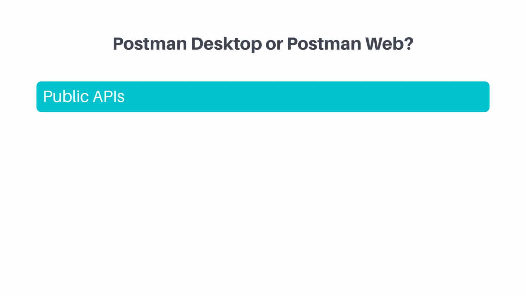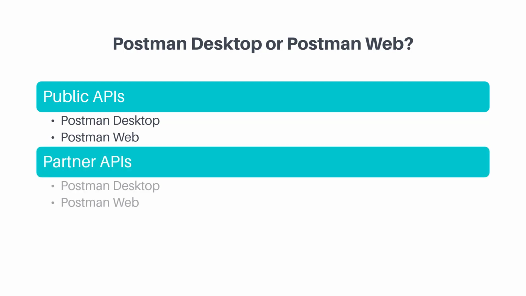If your API is a public API, then the Postman desktop or the web application, either is okay, because the API is hosted on the public internet. Hence, you won't face any issues even if you use the web application. When it comes to partner APIs, desktop and web are both still okay, assuming the partner API is hosted on the public network. Whereas if the partner API is within a local network, such as on your site or customer premises, then the Postman desktop version is the best option.